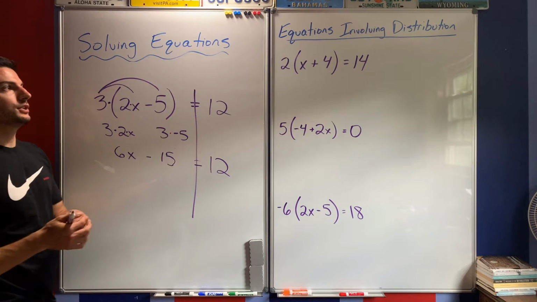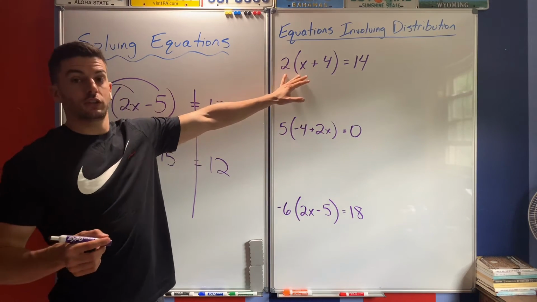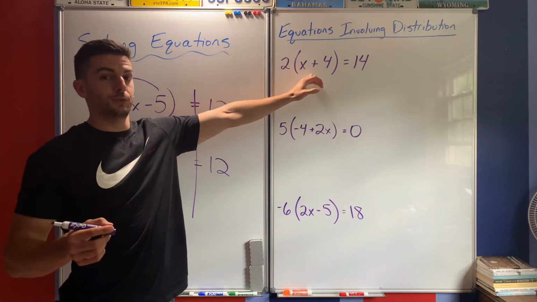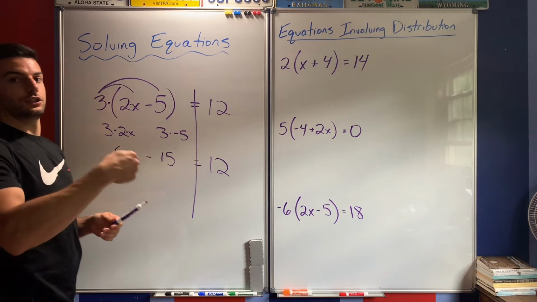Basically, when you have this group showing distribution, a number times a group, like it does in each of these, the first thing you want to do is actually distribute that.